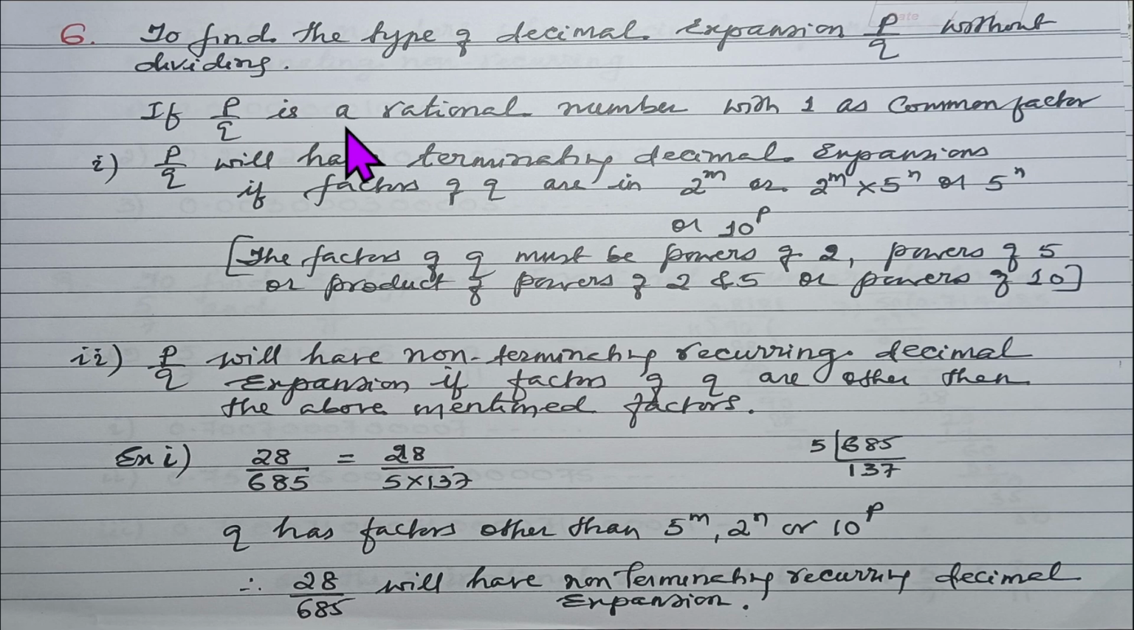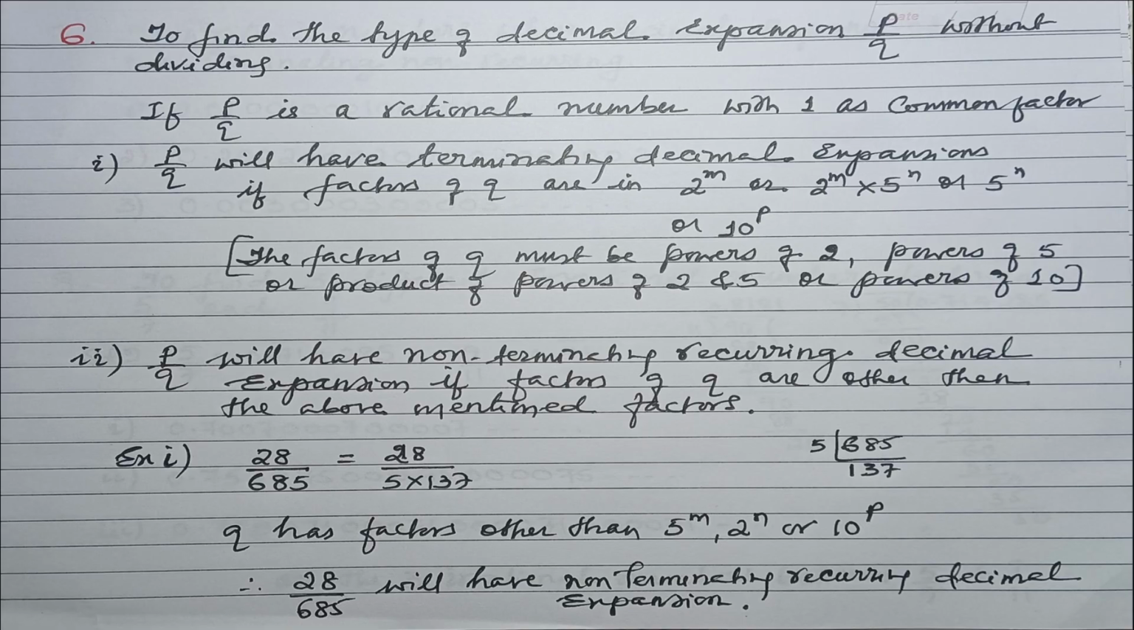Now how to do that? If p by q is a rational number with 1 as a common factor, that means p and q are co-primes here. So p by q will have a terminating decimal expansion. Remember that any rational number will have two types of decimal expansion. One is terminating, the other one is non-terminating recurring decimal expansion.